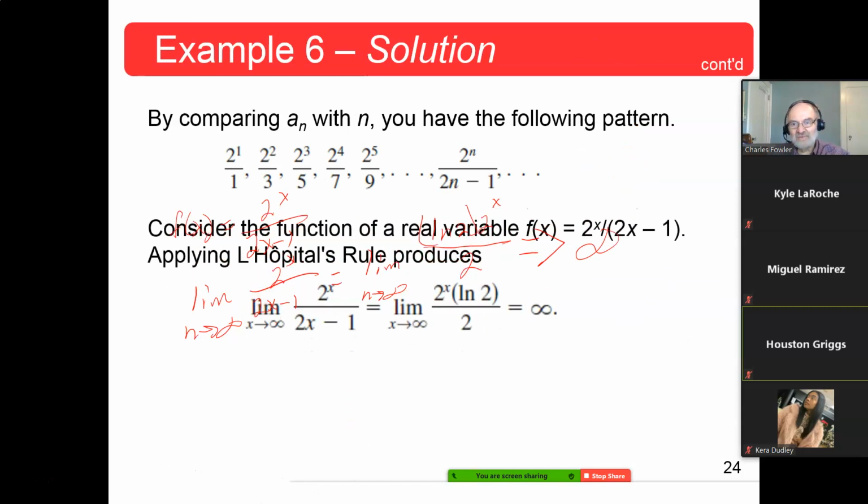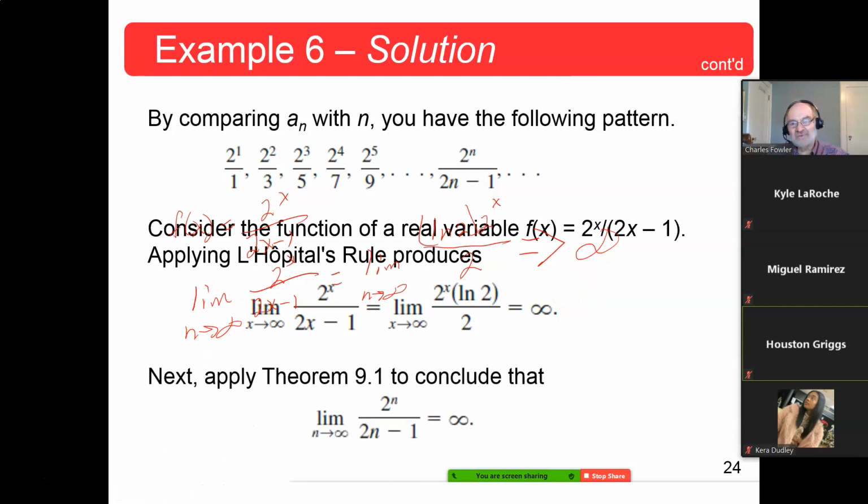So consider a function of that real variable, apply L'Hopital's rule, and you get 2 to the x times log 2 divided by 2. That's infinite. It's no longer infinity over infinity, it's just infinity over a number. So that's infinitely large. Not going to converge.